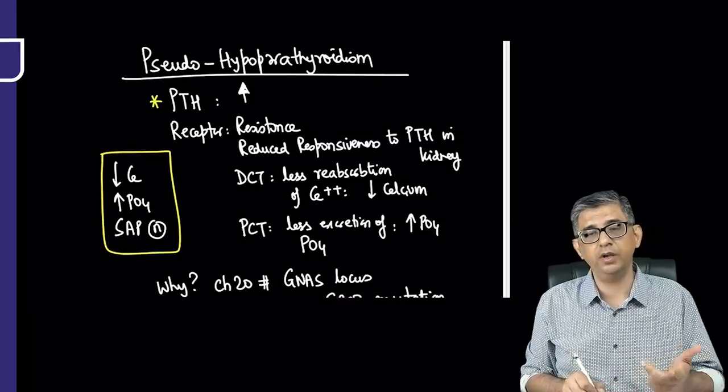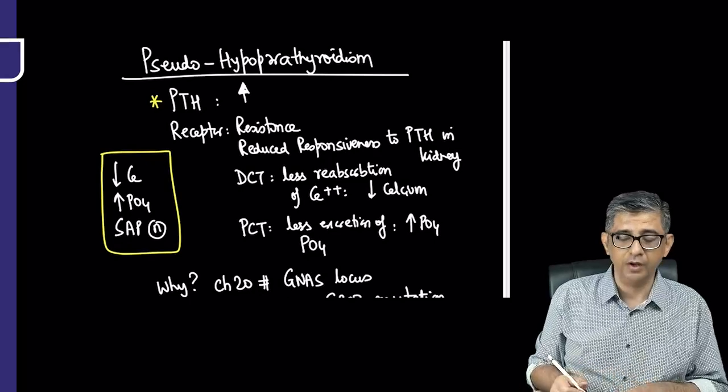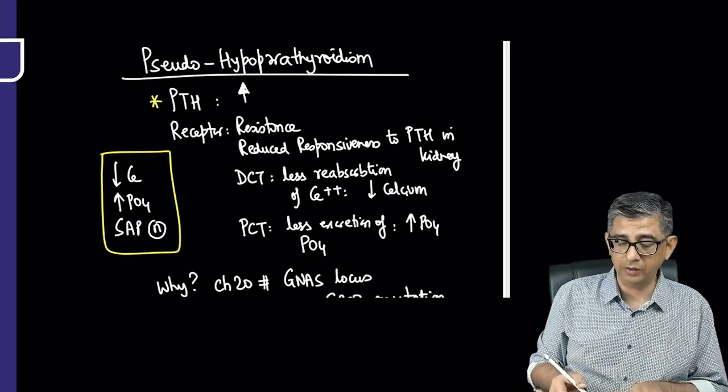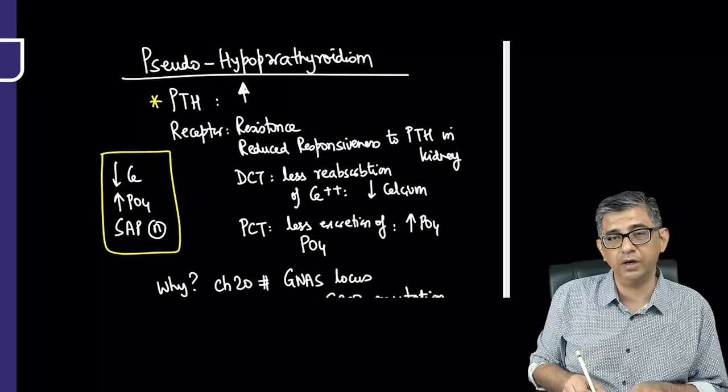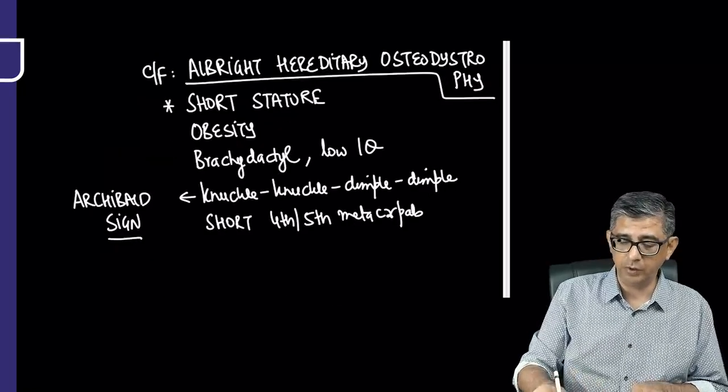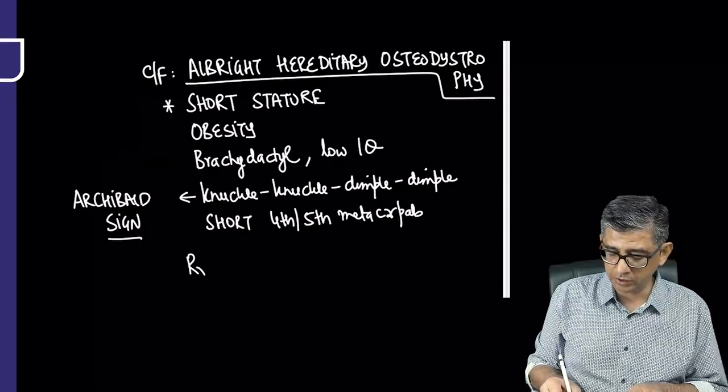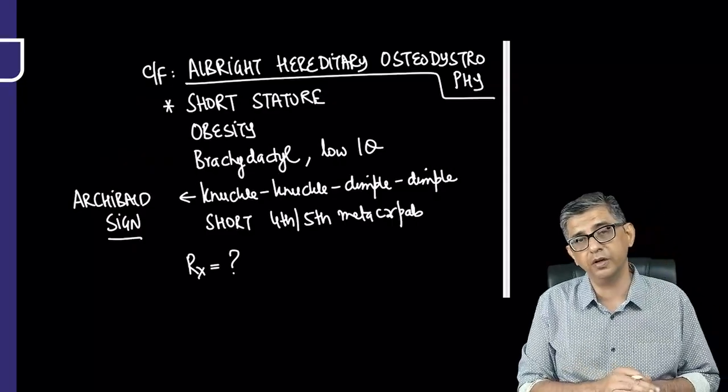So what's happening in this case of pseudo hypoparathyroidism is that the report is same as that of hypoparathyroidism, but the PTH values in the patient are elevated, and the clinical profile of the patient would be called as Albright hereditary osteodystrophy. There is no definitive treatment for this condition.